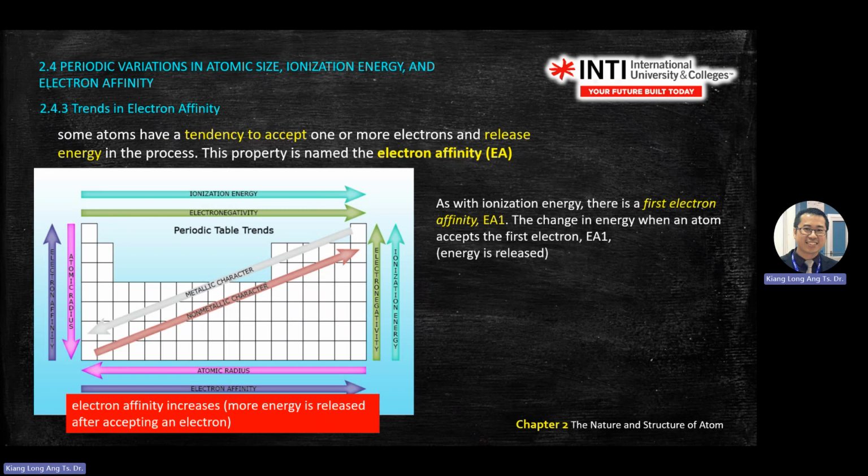Okay, so this one, if it is increased, it means more energy is released after accepting an electron. If it accepts one electron, there is energy release. You accept electron, it becomes hot. The thing will become hot, more energy inside. So energy inside, you need to balance, you need to release energy. It's like a cooling effect. You pull, you need to balance, you need to release energy.